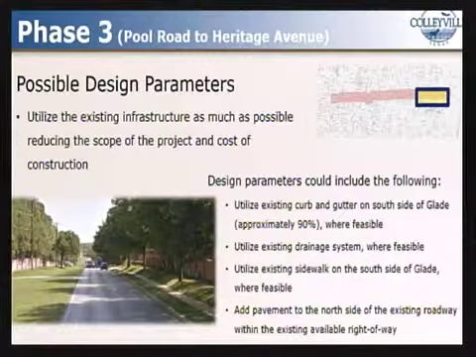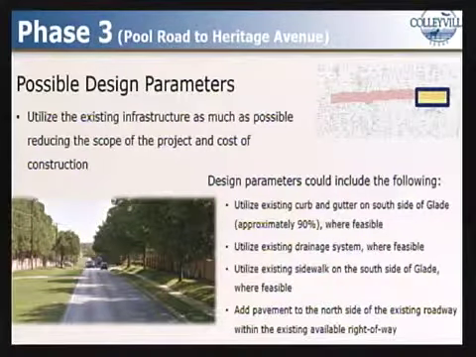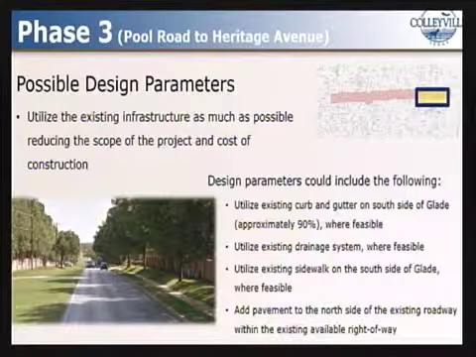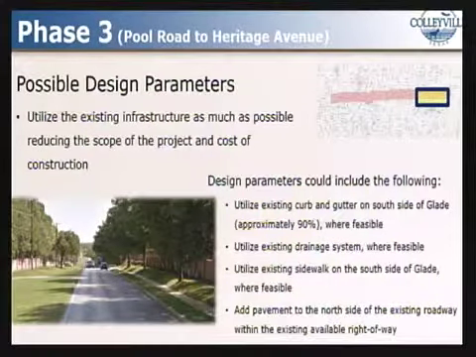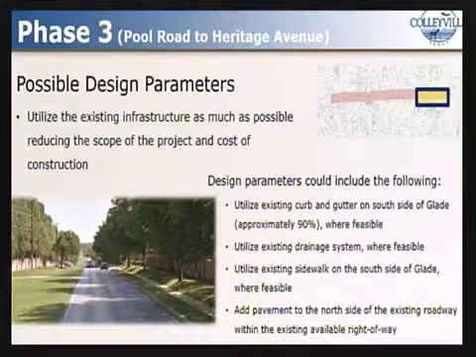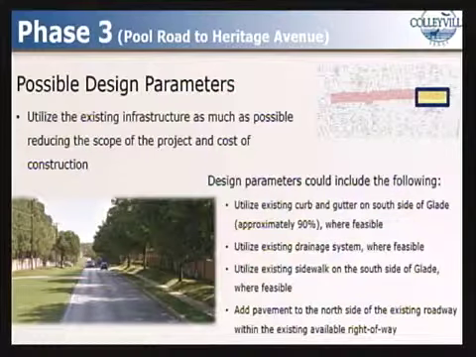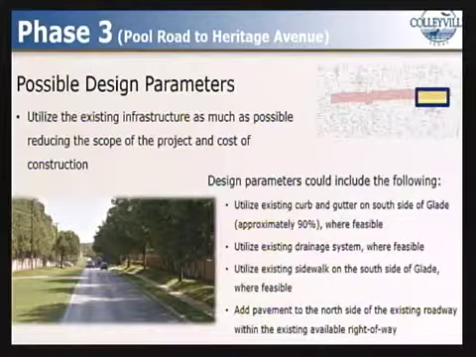One sample design parameter could be use the existing curb and gutter on the south side of Glade Road. This makes up approximately 90% of the south side of Glade Road for this section of the corridor, where it's feasible. Use the existing drainage system, where applicable, and use the existing sidewalk on the south side of Glade Road. If these design parameters were used, we could add pavement to the north side of the existing roadway within the existing available right-of-way.